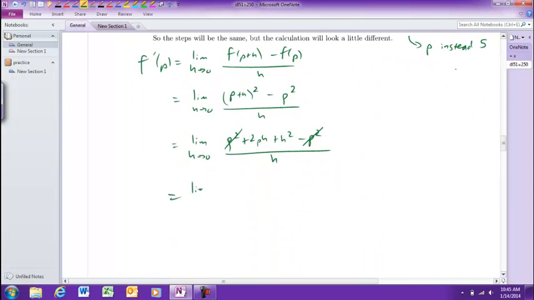And now I've got 2ph plus h squared. I can factor an h out of that to get h times 2p plus h over h. H's cancel, and if I plug in h equals 0 for h, I just get 2p. And notice our previous answer, we got our slope was 10 because p was 5. 5 times 2 gives us 10. What I did now is I just found this general expression, and now I could find the slope at any point, not just 5. So this is a much better result in general.